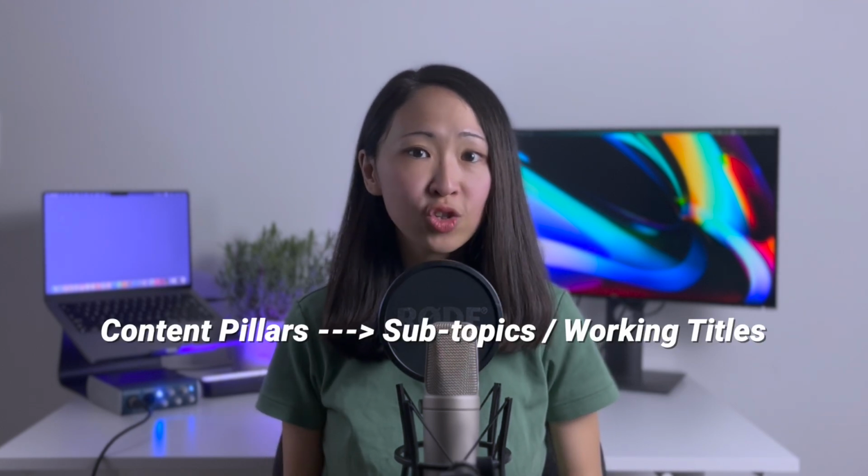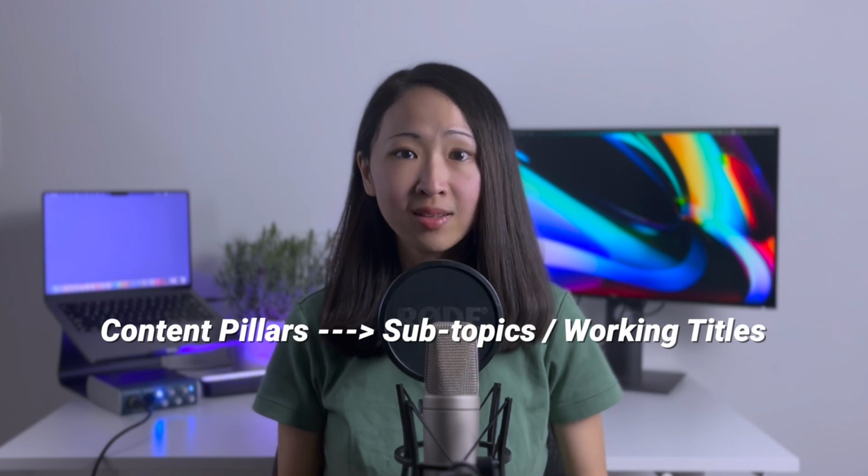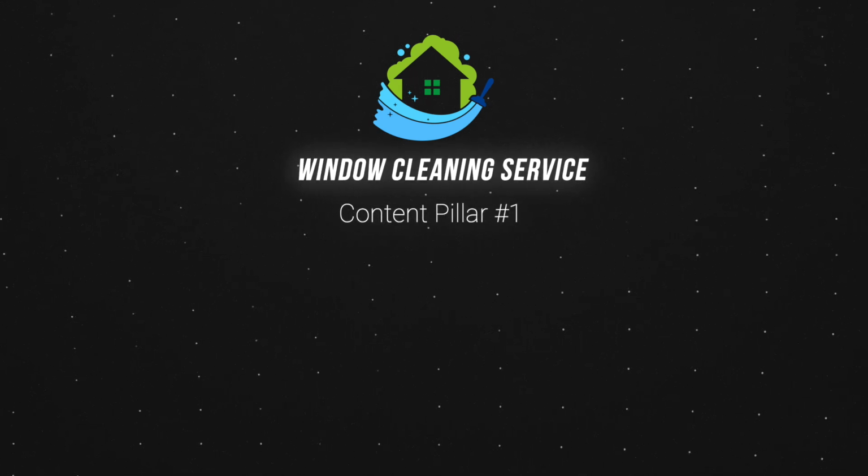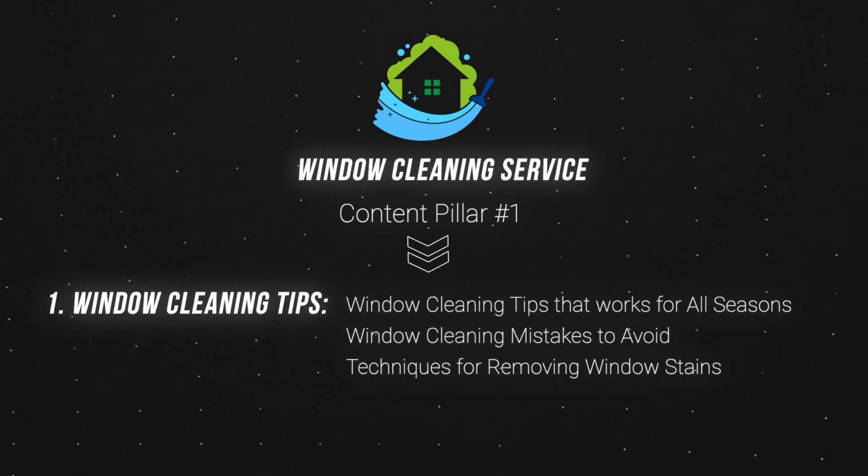So once you have some broad themes or topics, then you can brainstorm a list of possible topics that you can actually plan, or even some working content titles, that's even better. So they should be more solid and specific. Back to the window cleaning example, under the big content pillar, window cleaning tips, we can have content like window cleaning tips that work for all seasons, window cleaning mistakes to avoid, techniques for removing window stains. So the idea is to refine this broad topic into more specific content ideas. And there is no limitation on how many content ideas under each content pillar as long as they stay relevant.